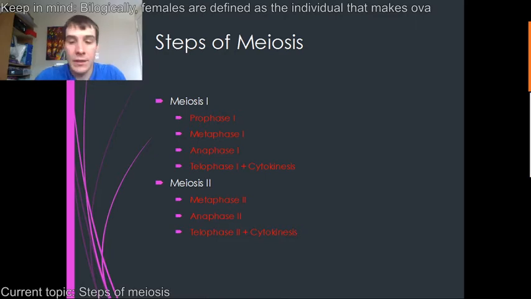Let's change over to the keep in mind. Keep in mind, meiosis wants to take a diploid cell and make 4 haploid gametes.